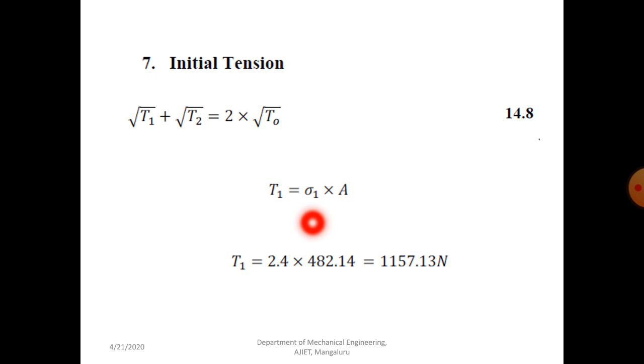Sigma 1 is equal to sigma d, which is the maximum stress in the belt material, always located at the tight side of the belt. It means sigma d is nothing but sigma 1, that is 2.4 Newton per millimeter square. The area of the belt cross section is 482.14, so we will get the maximum tension, or tight side tension, as 1157.13 Newton.